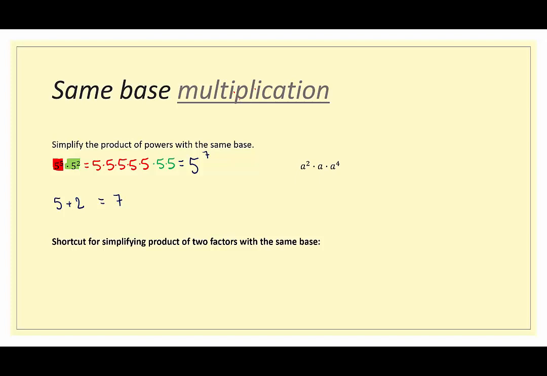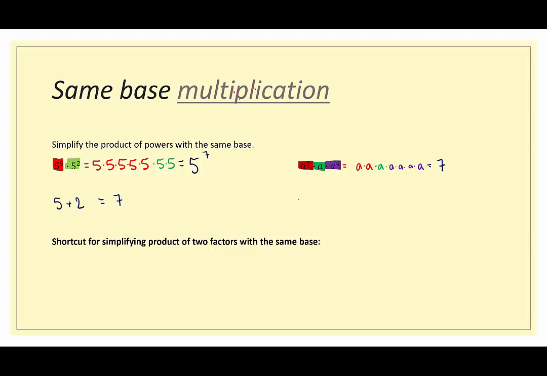So we have a squared times a to the 4th. I'm going to do my a squared in red, my a in green, and my a to the 4th in purple. So a squared would be a times a. The a is just times another a. And then the a to the 4th would be 4 factors of a: 2, 3, and 4. Now if we count all the factors of a that are being multiplied together, I count 1, 2, 3, 4, 5, 6, 7.